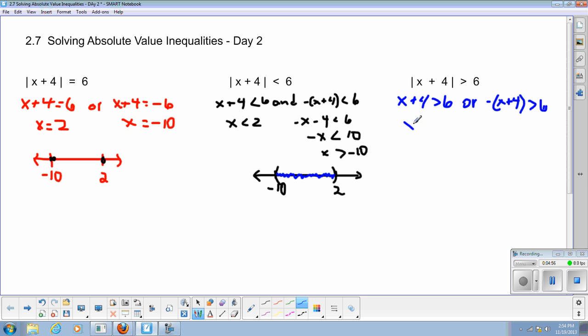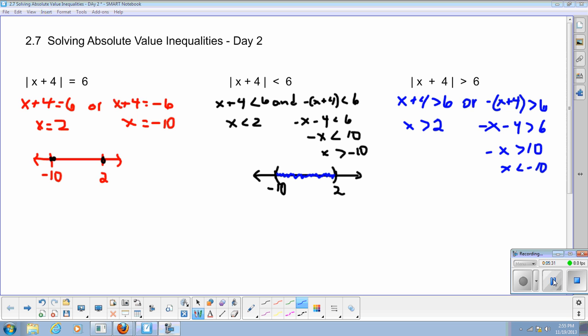Subtract 4 from both sides. X is greater than 2, or, and I'll solve this one, distribute the negative: the opposite of x, minus 4, is greater than 6. Add 4 to both sides, the opposite of x is greater than 10. Divide by negative 1, which means I'll turn the inequality sign. So I now have x is greater than 2 or x is less than negative 10.